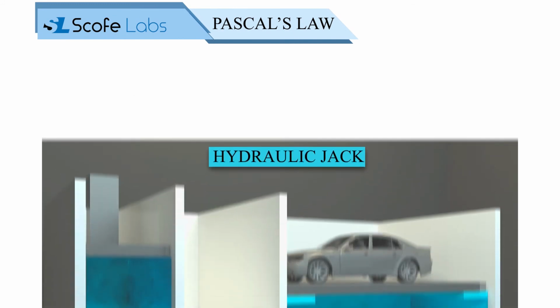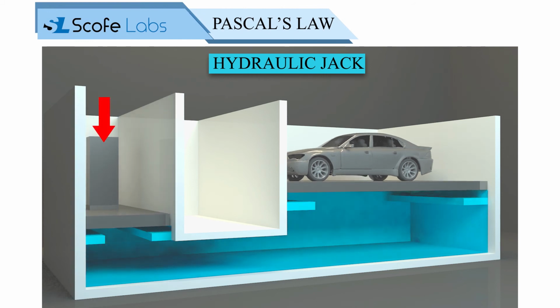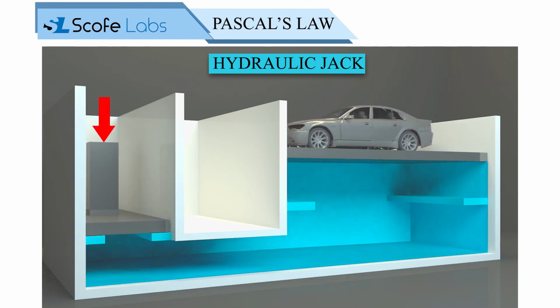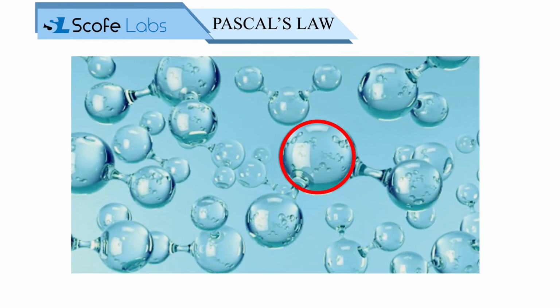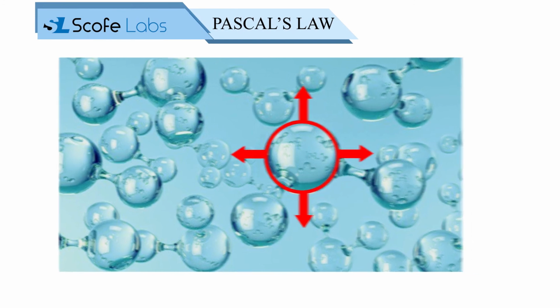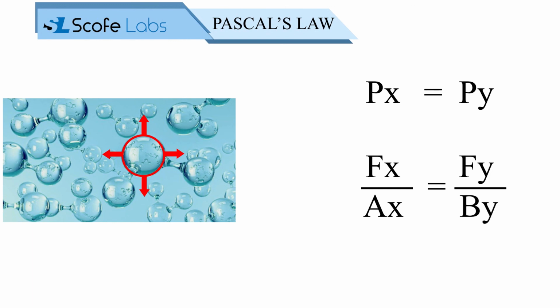The hydraulic jack is one of the applications of Pascal's law. Applying force on the left-side piston results in the lift of the right-hand side piston, which has a higher cross-sectional area. As stated in Pascal's law, the pressure exerted by the fluid element is the same in every direction. We can write it as Px is equal to Py. We can also write it as Fx by Ax is equal to Fy by Ay.